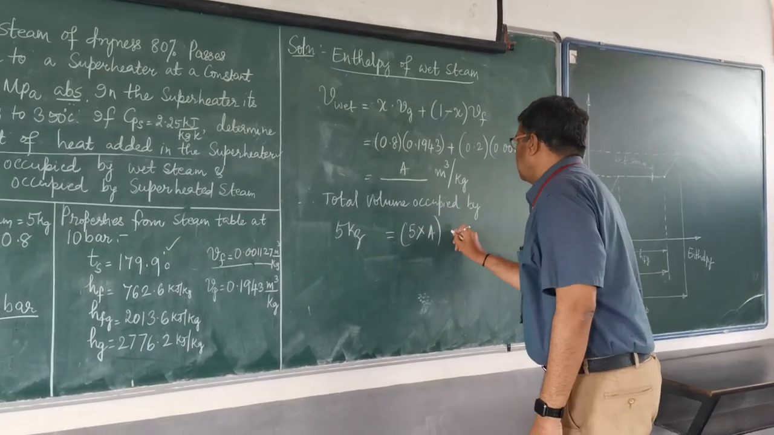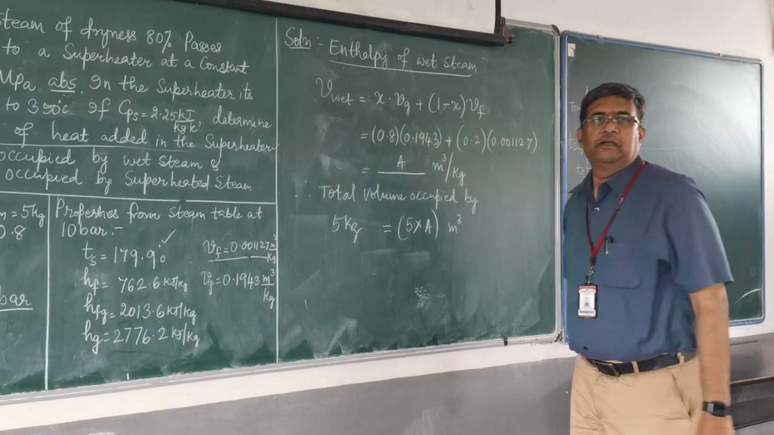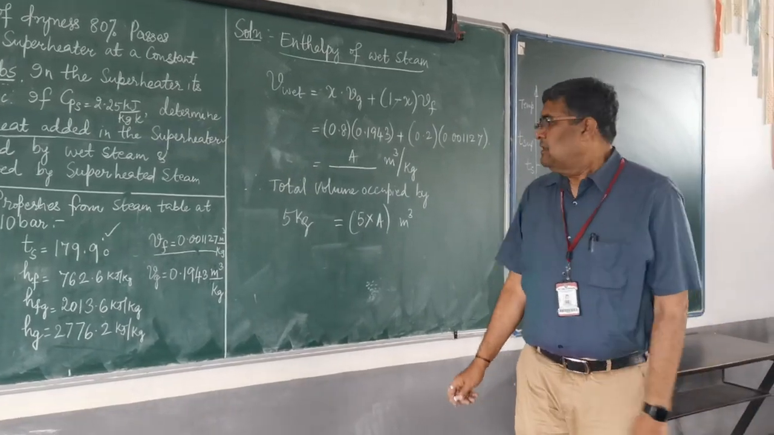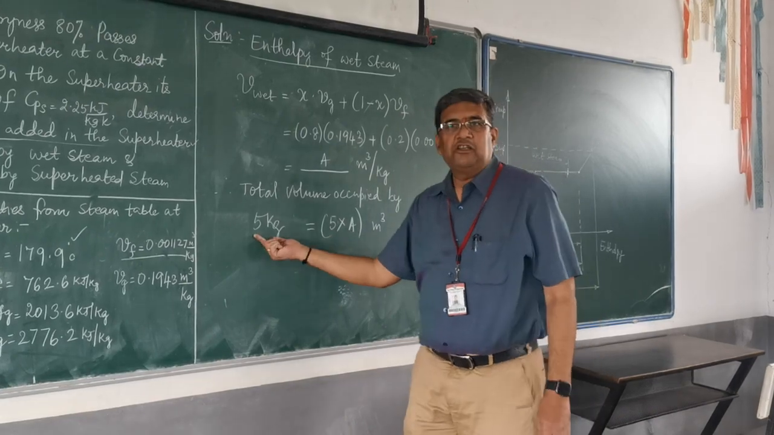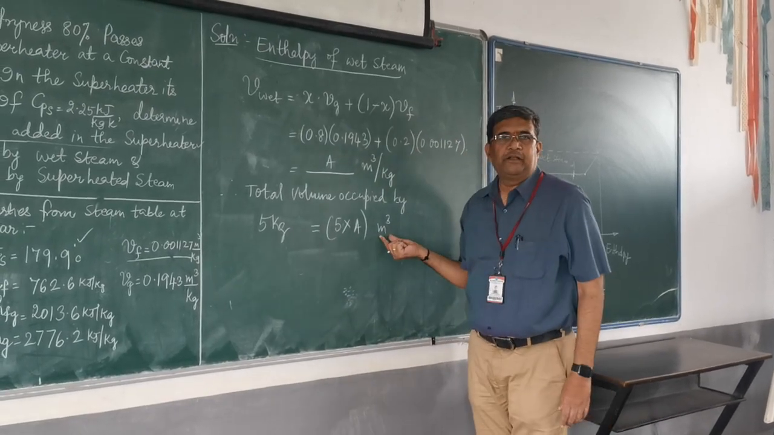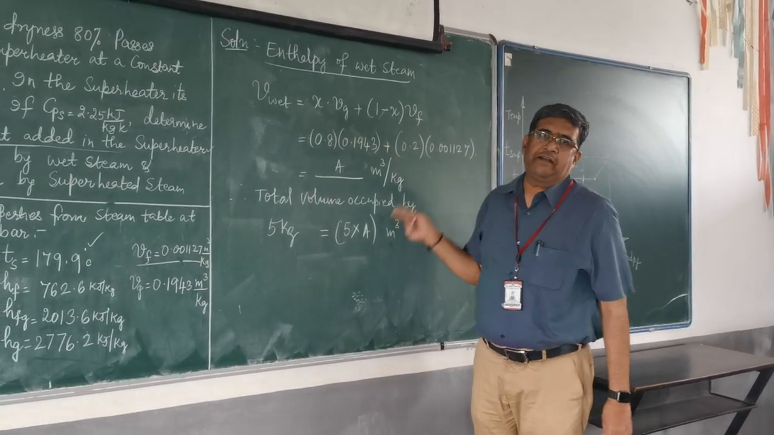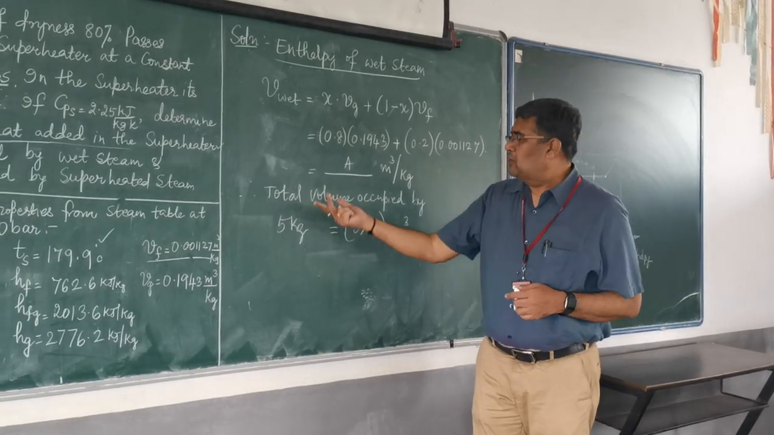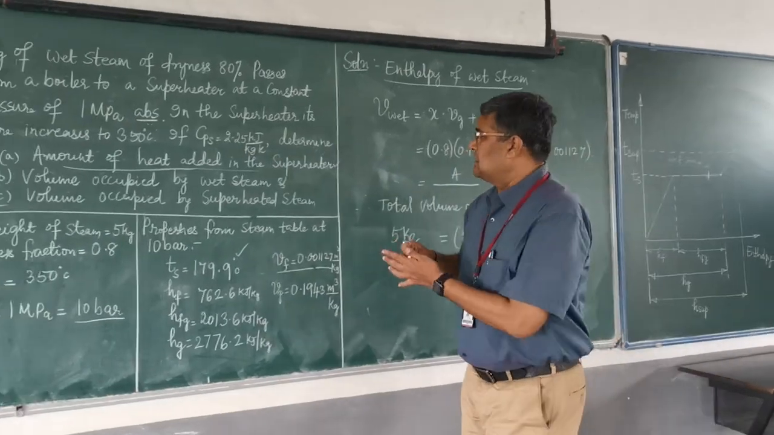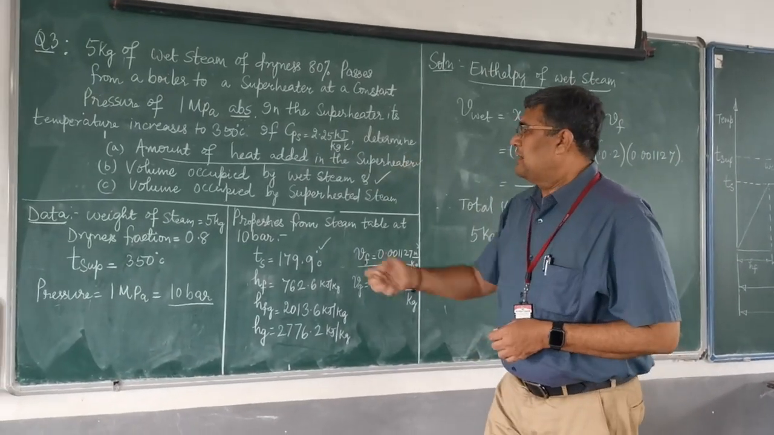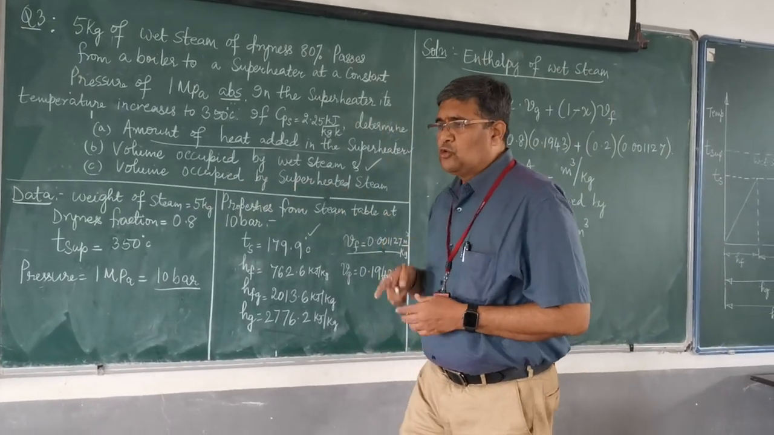Now you will write this only in terms of meter cube. It is not meter cube per kg because it is not the specific volume. It is the volume occupied by 5 kgs. So we will only write it as meter cube. So this is how we find out the volume occupied by 5 kg of wet steam. The second part is over now. We are required to find out the volume occupied by superheated steam.